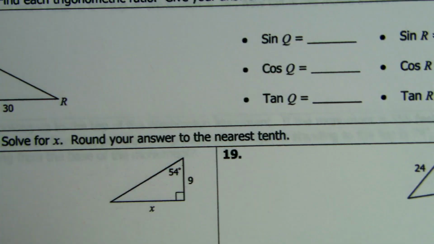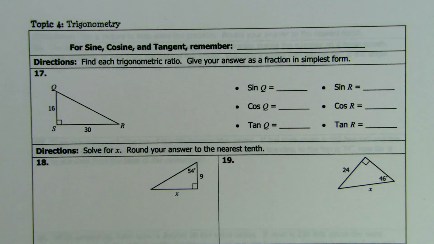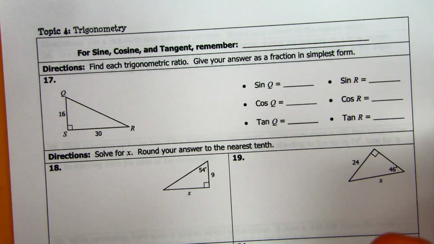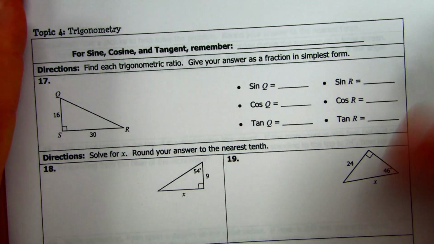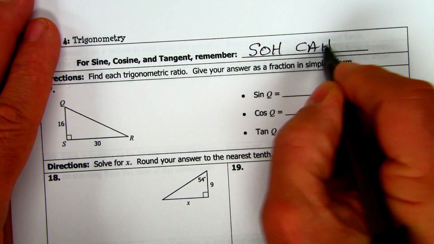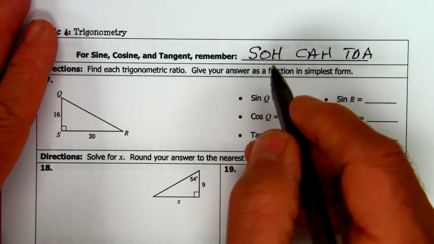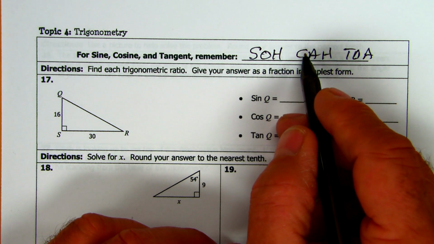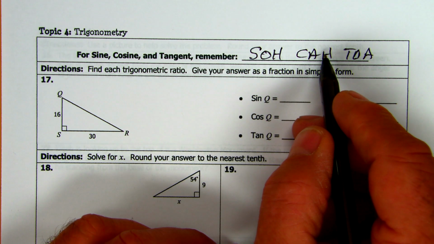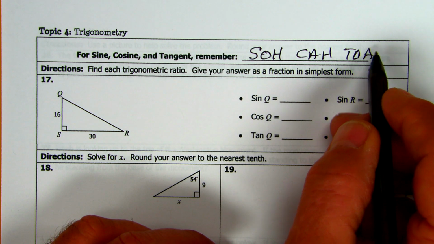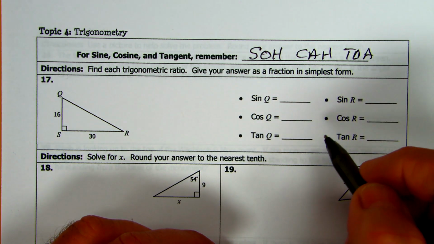Now we move into trigonometry. So in trigonometry, the thing we want to remember is, how do we remember what's the sine, what's the cosine, what's the tangent? To do that, we use SOHCAHTOA. So we all know that the sine is equal to the opposite over the hypotenuse. The cosine is equal to the adjacent over the hypotenuse. The tangent is equal to the opposite over the adjacent. The tangent is the one that doesn't have hypotenuse in it.